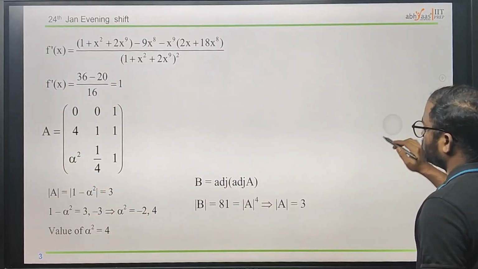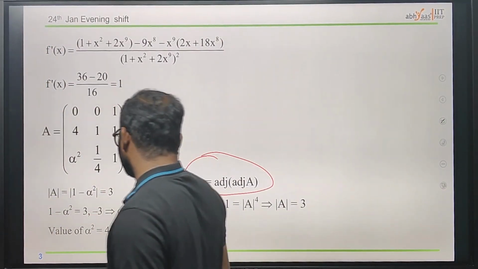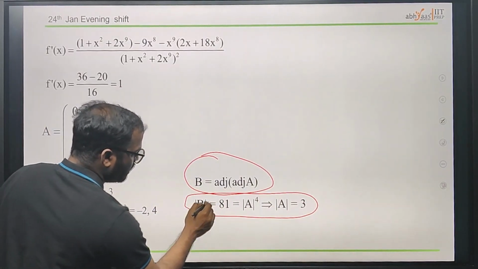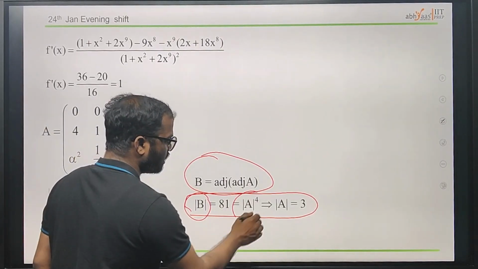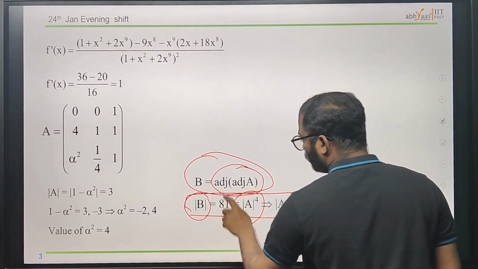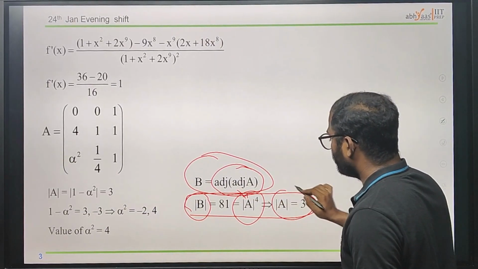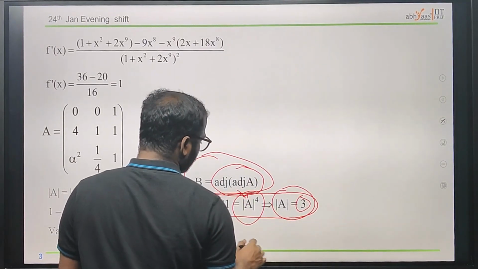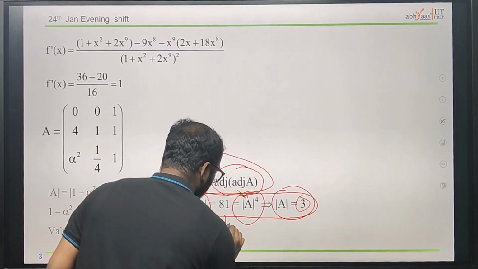Now if we observe, they have given B is equal to adjoint of A also. Sorry, I didn't see that one. From this, we know that the given determinant of b is equal to 81. Therefore, determinant of A is what we have 3 cube. Sorry, 3 power 4. This can be written as 3 power 4.